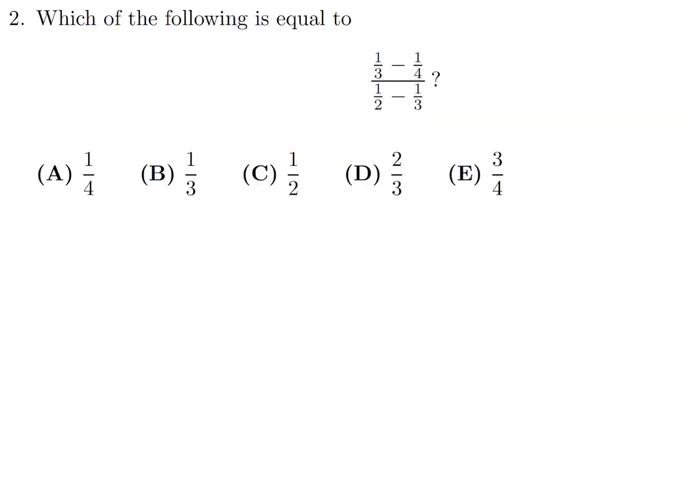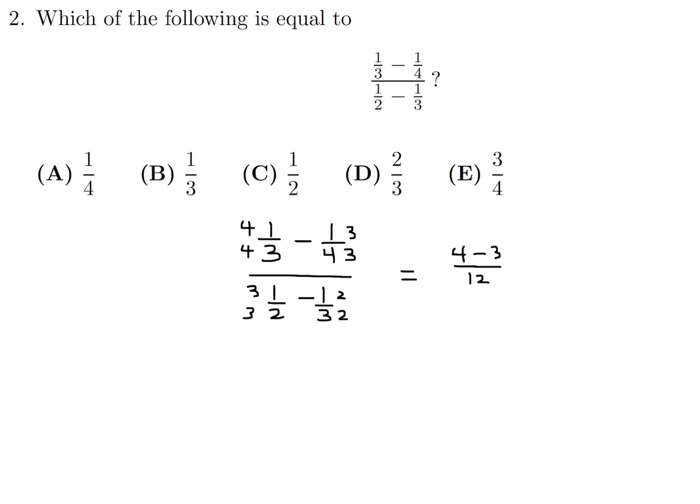Which of the following is equal to? So we have 1 over 3 minus 1 over 4. And on the bottom we have a half minus a third. Common denominator, top and bottom by 4, top and bottom by 3. And the same thing here, 2 and 2. So this looks like 4 minus 3 over 12 over 3 minus 2 over 6.